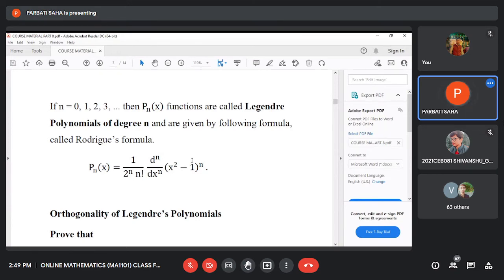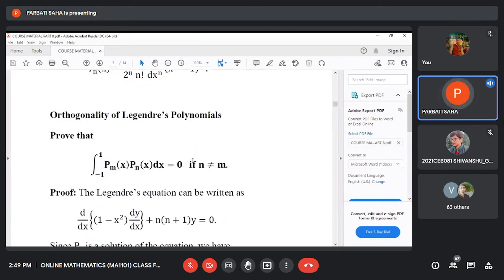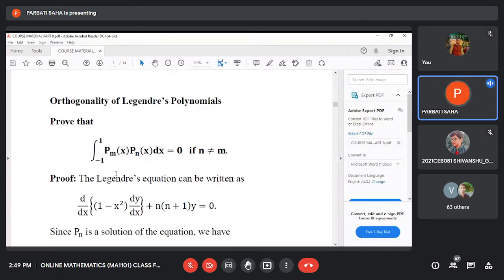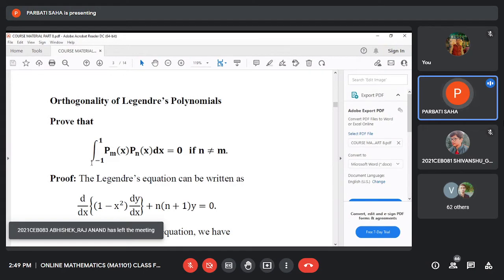Now we shall prove this relation, which is called orthogonality of Legendre's polynomials. You see, the integral from minus 1 to plus 1 of the product Pn(x) Pm(x) equals 0 if n is not equal to m.